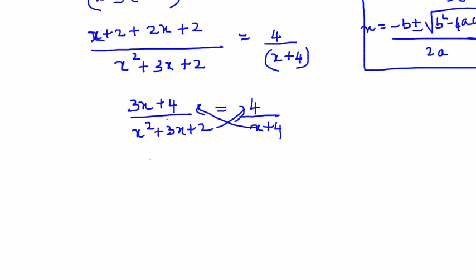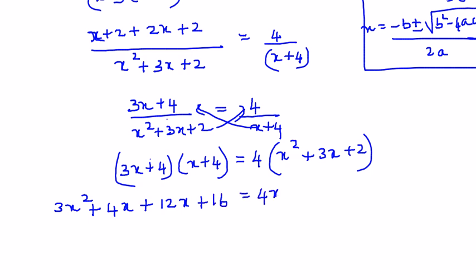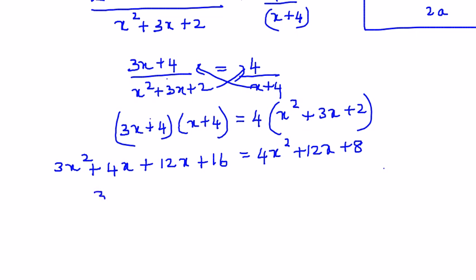So when you cross multiply, it becomes 3x plus 4 into x plus 4 is equal to 4 into x squared plus 3x plus 2. Now this becomes 3x squared plus 4x plus 12x plus 16 is equal to 4x squared plus 12x plus 8. Now it becomes 3x squared plus 6x plus 16 is equal to 4x squared plus 12x plus 8.